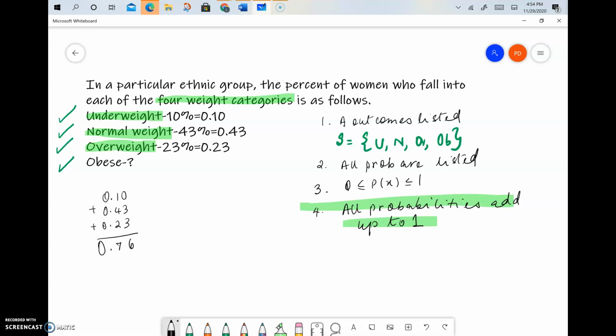And since all probabilities have to add up to 1, 1 minus 0.76, which is equal to 0.24, is the probability that a randomly chosen woman in this ethnic group is obese, or the percent of women who are obese is 24%.